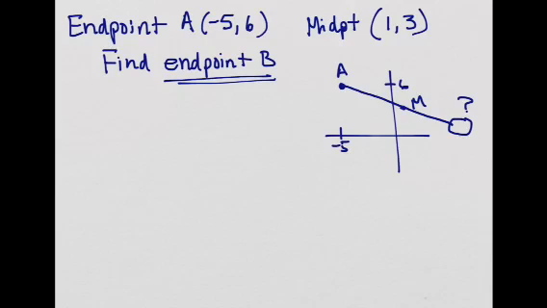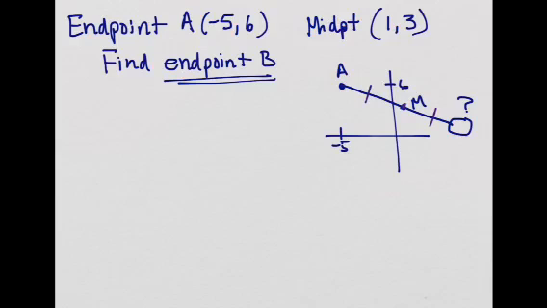Alright, so another type of problem is where they give you the midpoint and one of the endpoints, and your job is to find the other endpoint. So I drew this scenario right here. Point A would be somewhere around here, negative 5, 6. The midpoint would be about here, 1, 3. And we're looking for the coordinates of this point right here that would make this segment equal to this segment.